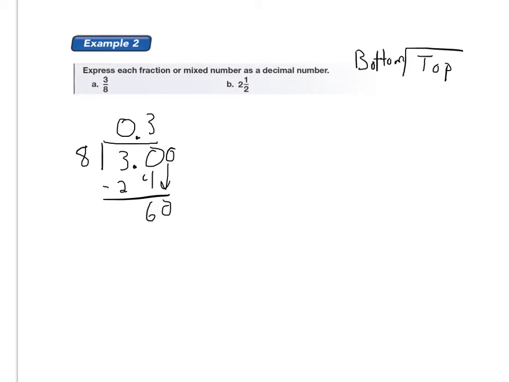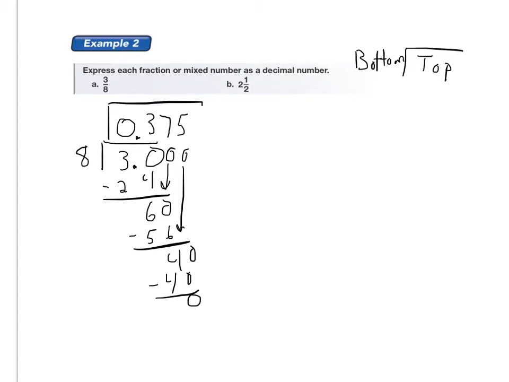8 goes into 60 7 times. 7 times 8 is 56. So that's 4 when I subtract. And again, I got to keep going. Bring down a 0. And 8 goes into 40 5 times. 5 times 8 is 40. I have no remainder. So here's my answer: 0.375 for 3/8.